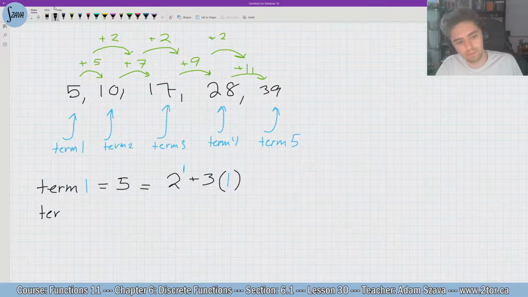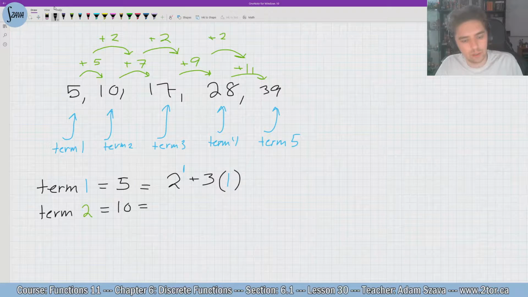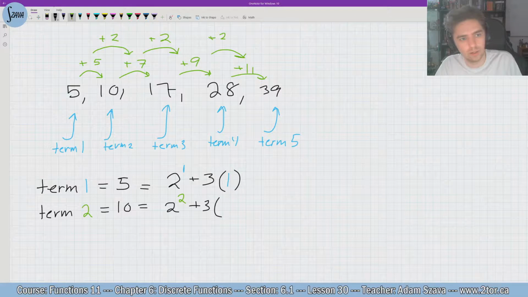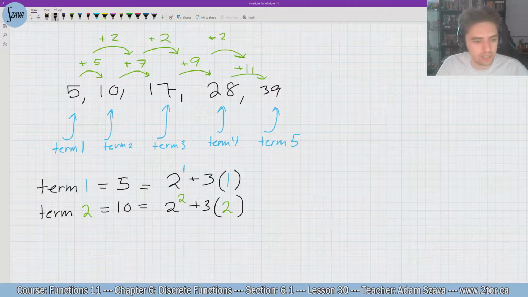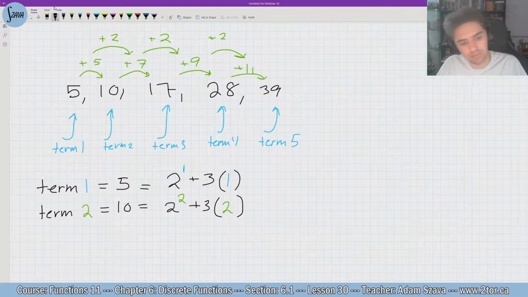What about term 2? Term 2 is, of course, 10, but is that 2 to the power of 2 plus 3 times 2? And again, how am I coming up with this? Because I wrote the example. I'm just trying to show you that there is an underlying rule to the sequence here. Let's just check if that's true. 2 to the power of 2 is 4, plus 6, 4 plus 6 is 10. Yeah. Let's just keep going and see if it fits for other ones as well.